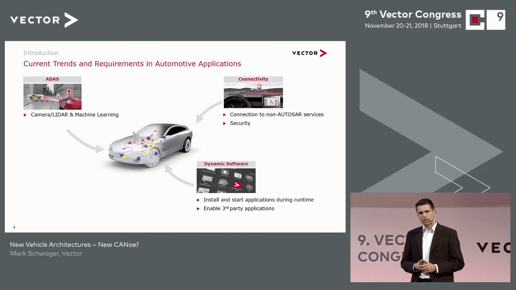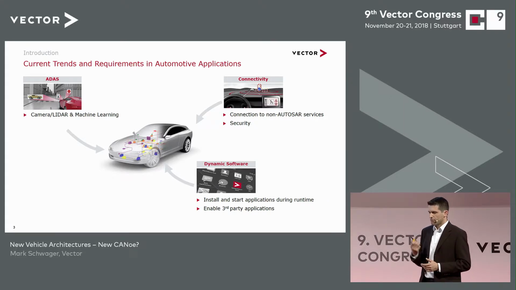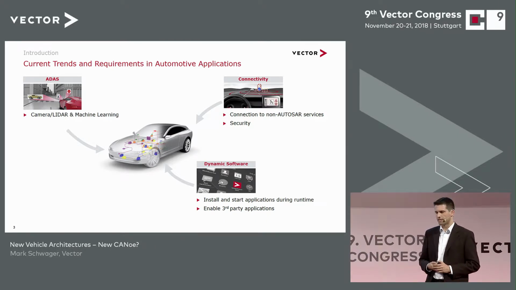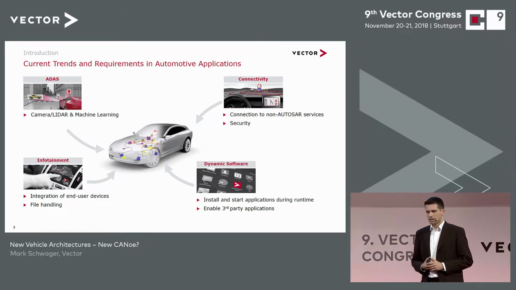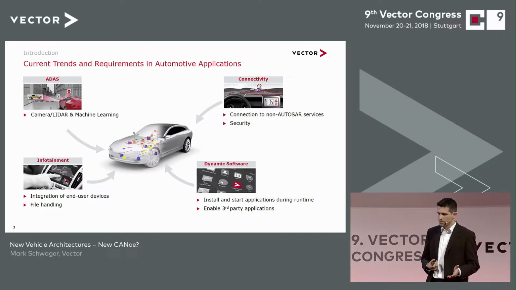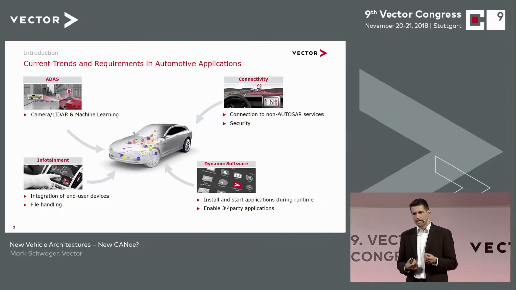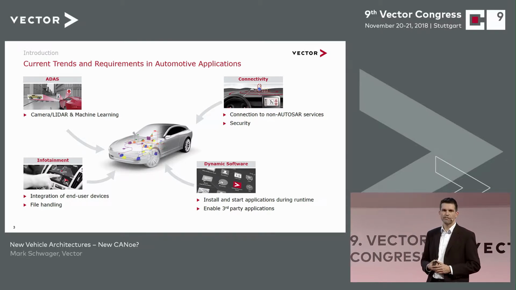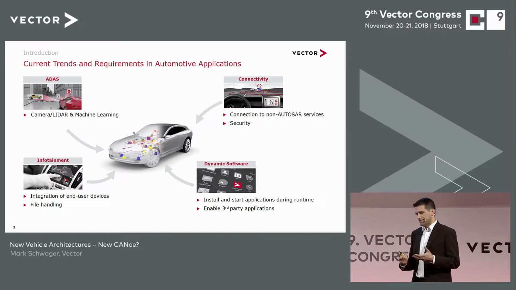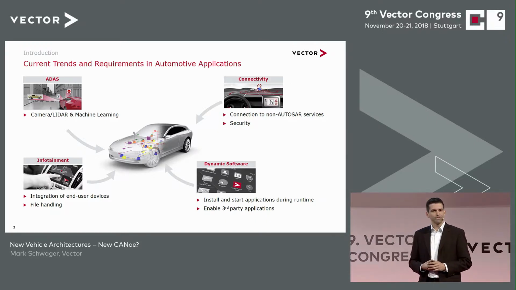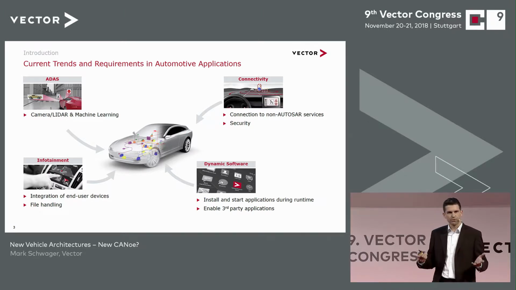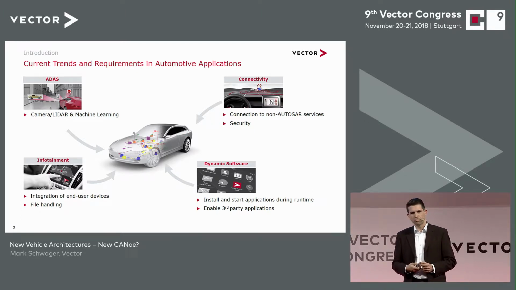Dynamic software. The new vehicle architectures allow us to download software dynamically and to put it into operation, potentially during runtime. And they also have an interface for third-party applications, which means that potentially other manufacturers could also contribute functionalities into the vehicle. And we also heard a lot about infotainment. It's a wide area. End-user devices are to be connected as easily as possible. My iPhone, my Android phone, customers have very strong demands in that regard.